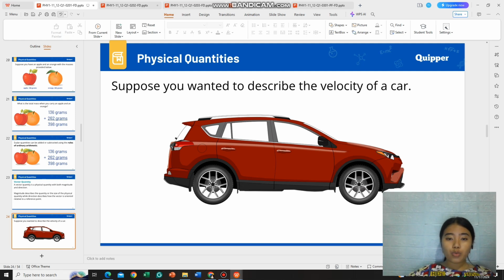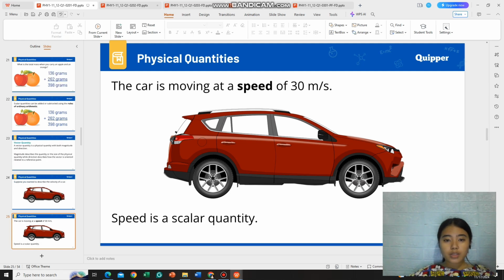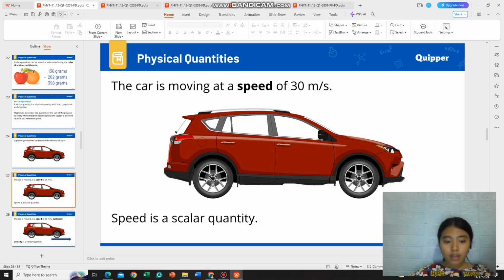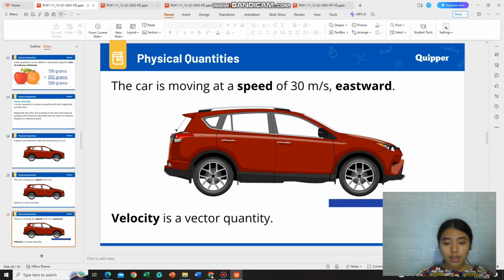Okay, so suppose you were to describe the velocity of a car. With the car, we will also differentiate velocity and speed. So, the car is moving at a speed of 30 meters per second. Speed is a scalar quantity. No direction, see? Now let's show the difference between speed and velocity. Velocity is a vector. It has a direction, for example eastward. That is a direction.